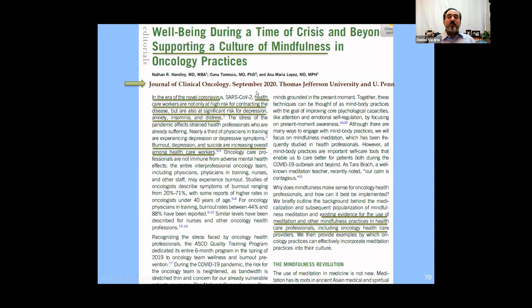Journal of Clinical Oncology, September 2020, this is recent, a year ago, Thomas Jefferson University and UPenn. They are talking about during COVID, healthcare workers are not only at high risk for contracting the disease, but are also at significant risk for depression, anxiety, insomnia, and distress. And we know how much burnout, depression, and suicide there is in healthcare workers. So there's existing evidence of the use of meditation and mindfulness practices, not only for the patients that we've been talking about, but for the healthcare professionals, including oncology healthcare.